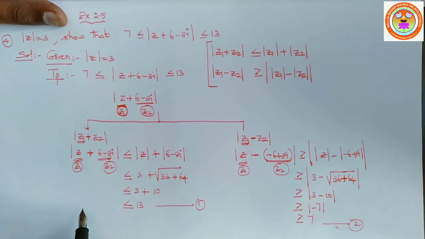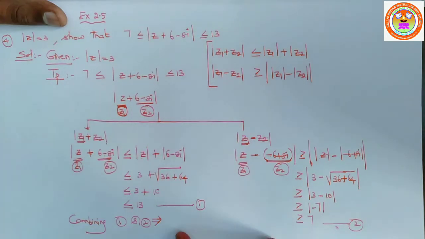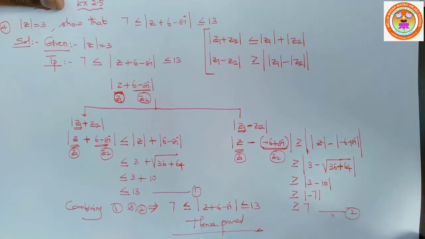Combining 1 and 2, how I can write this question as it is. That's all. 7 less than or equal to modulus of z plus 6 minus 8i, less than or equal to 13. Hence proved. That's all. This sum we can prove in this method, no problem.